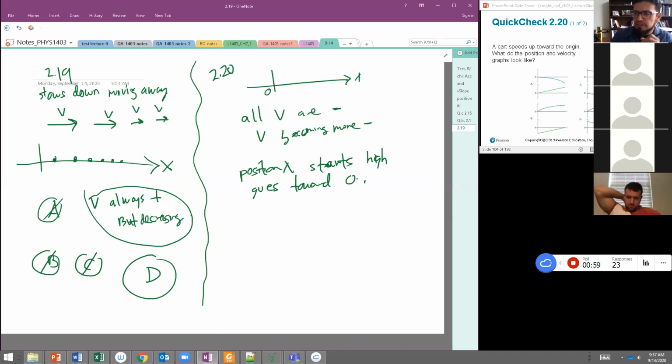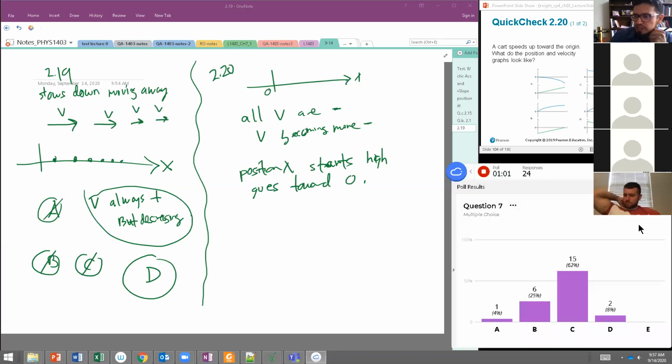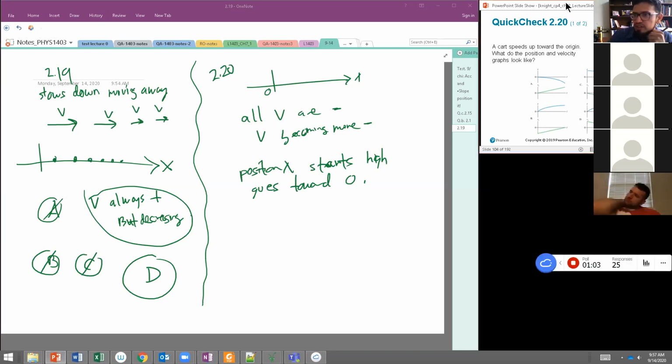So if we look at these graphs, well, which one's going to do that? In this case, it turns out, as most of you have stated, the correct answer is C. And you could see for that one, you start off with a high position and it goes towards 0. And it has these velocities that are all negative and they're becoming even more negative, right? You can see as we depart and go towards negative v, those are just really highly negative magnitude velocities. Okay.